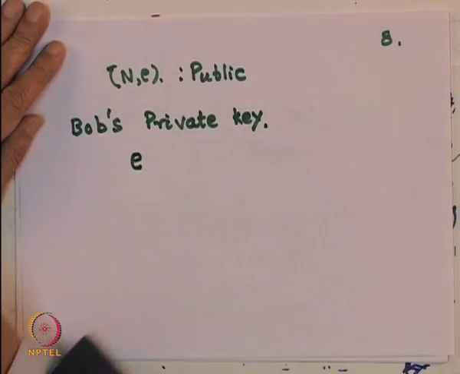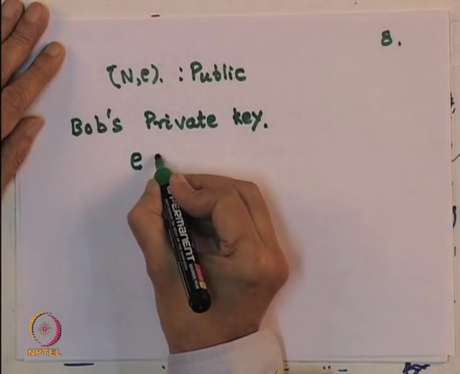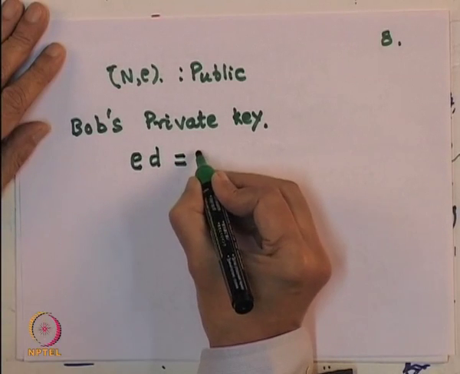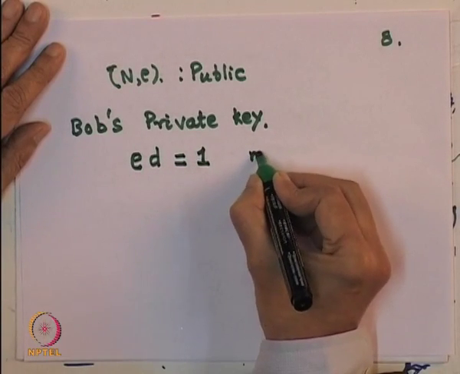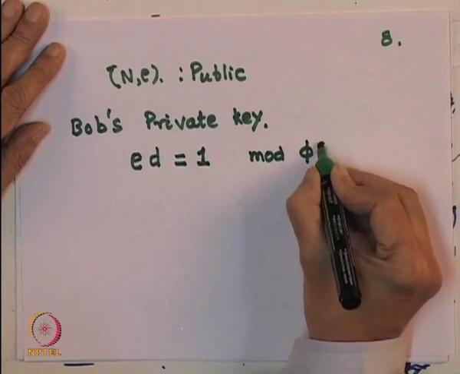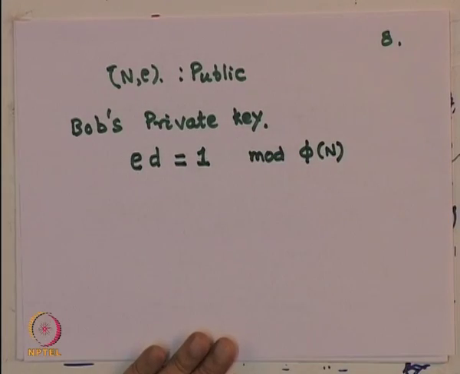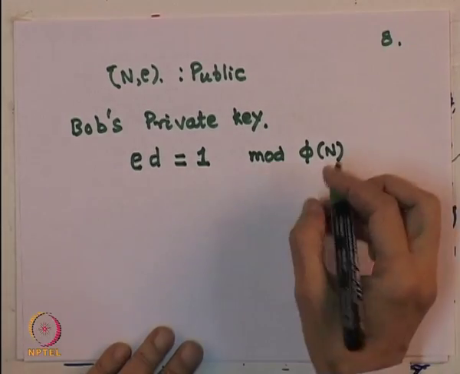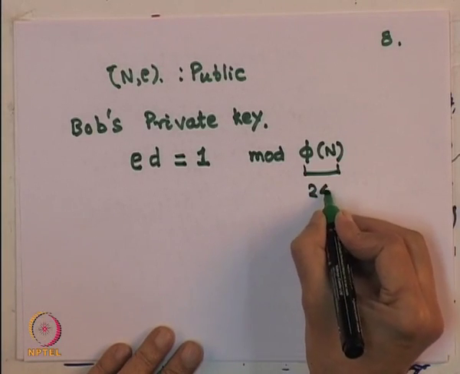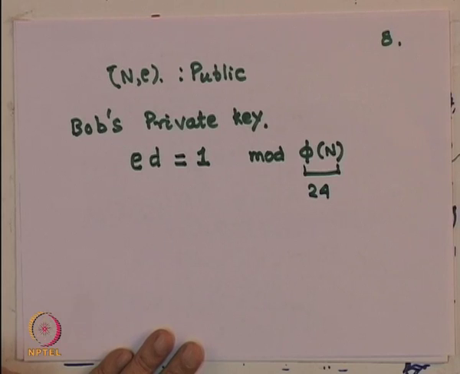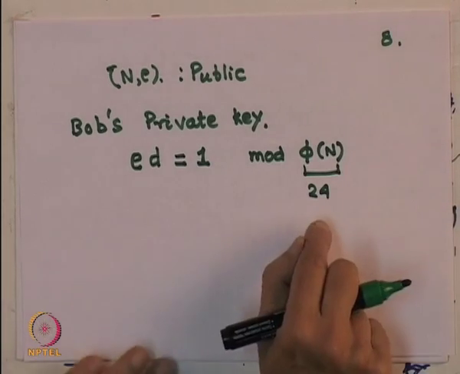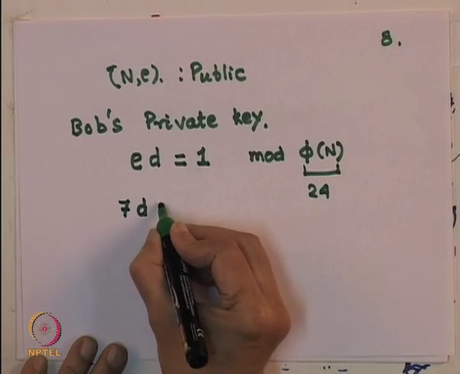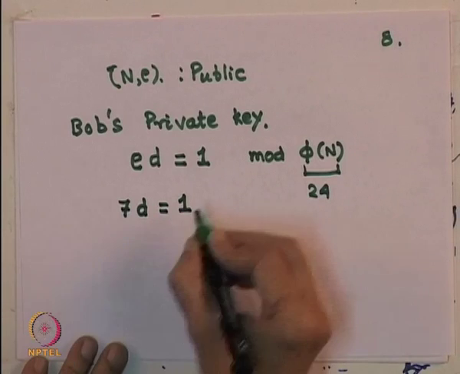Bob has E, he multiplies that with the D and determines D such that ED is equal to 1 mod phi n. So in this particular case, my phi n was 24, which of course Bob knows. Now the thing is this, that this means since E was equal to 7, I am looking for 7D is equal to 1 mod 24.